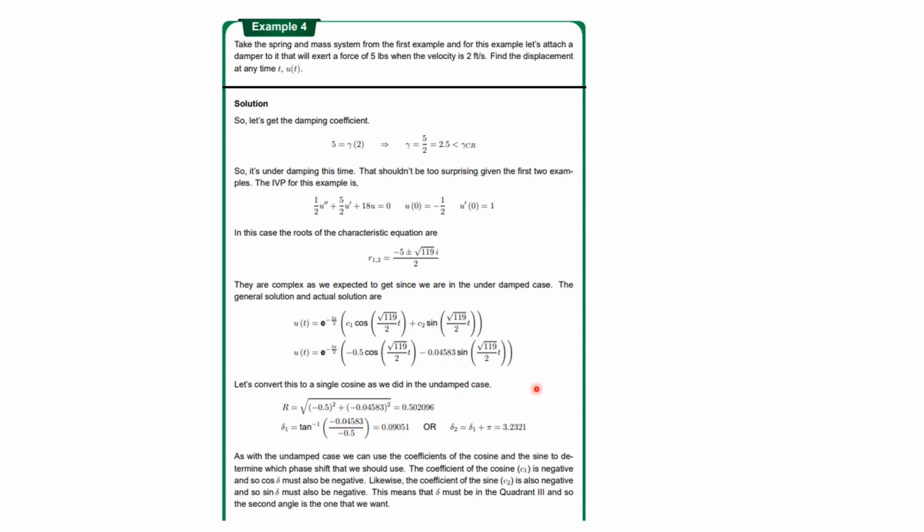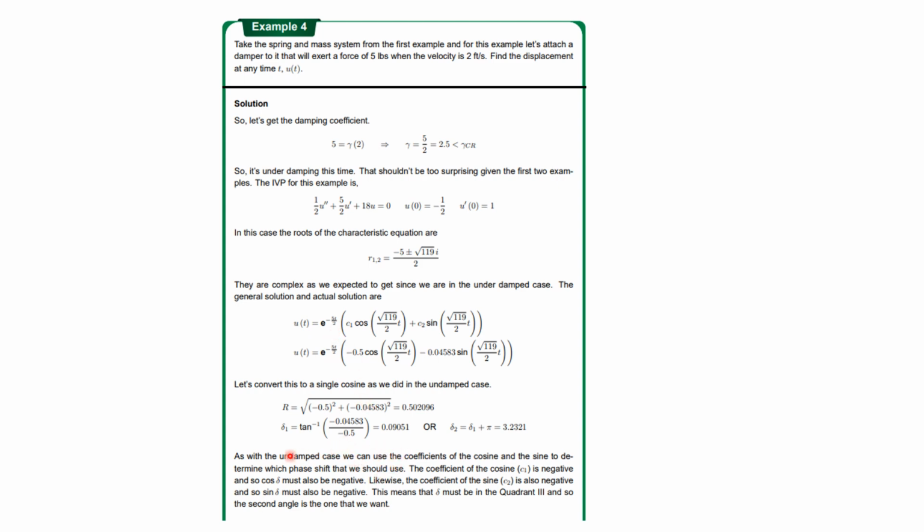And again, we can convert this to a single cosine. I do expect you to be able to do this, and we get that r, the amplitude, is going to be this rounded off, 0.502096, and the phase shift is going to be the inverse tangent of the ratio of these two numbers, the coefficient of the sine over the coefficient of the cosine.